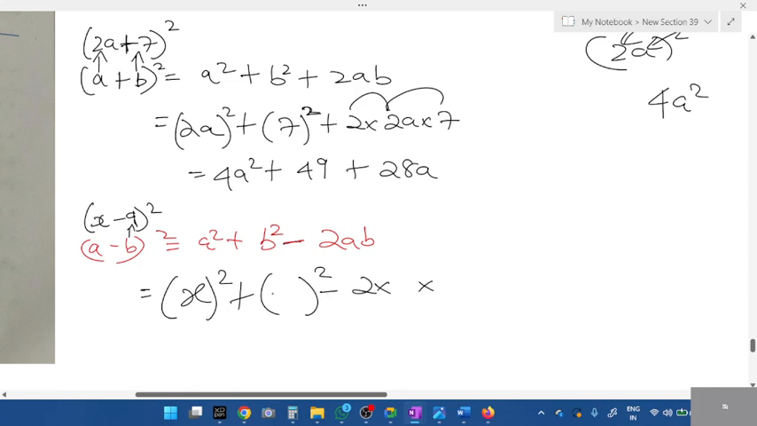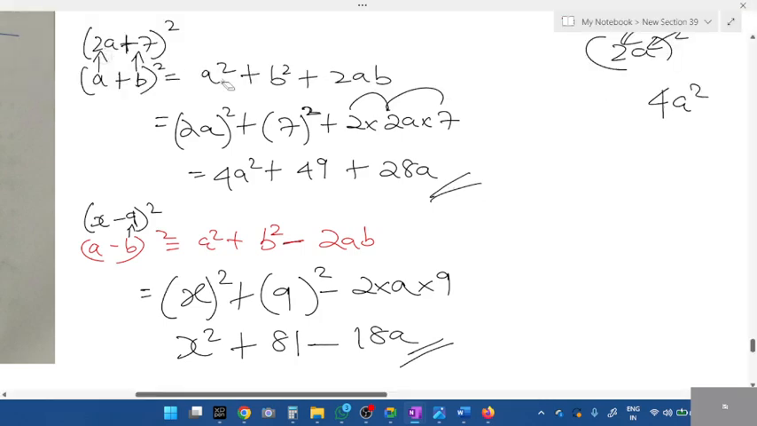Yeah, 9. Don't take minus 9. Remember, don't take minus 9. Just the numbers, 9. 2 into a into 9. Nowhere am I taking signs. x square plus 9 square is 81. Minus 2 nines are 18. Any doubts in this? Any doubts, or have you all understood?